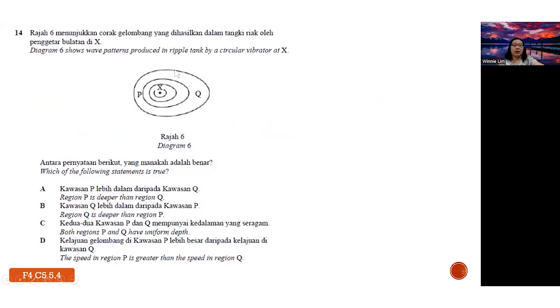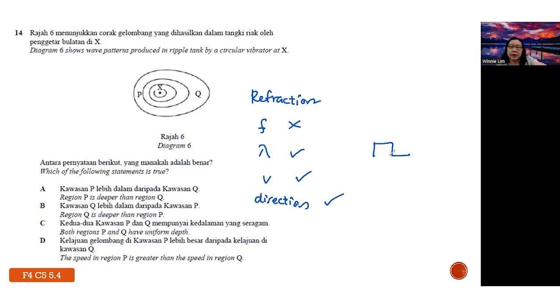Then number 14. 14 is under refraction now. For refraction, based on just now the characteristics, similarly, you have frequency, wavelength, speed, and direction. For refraction, only frequency doesn't change, but wavelength, speed, and direction will change. In general, if I show you in 2D, it will be easier to capture the idea. So this is the region, let's say you have water. This is the region we call the shallow region.